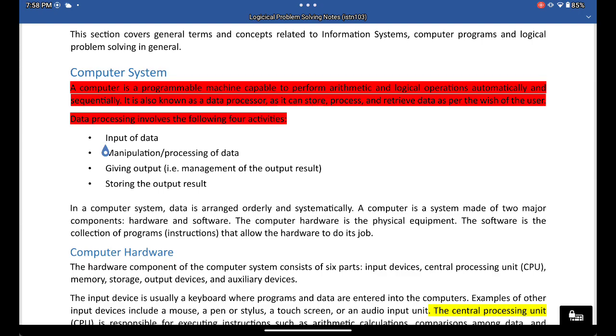It means you can input data. You can put data in it, for example, you're typing an email. You type on the keyboard, and that's input data. Then processing of data: it processes the text, everything you're typing from the keyboard, into output. Then it shows you your email on the screen, and then it stores the output. So if you send an email, it'll store that email in the sent folder.